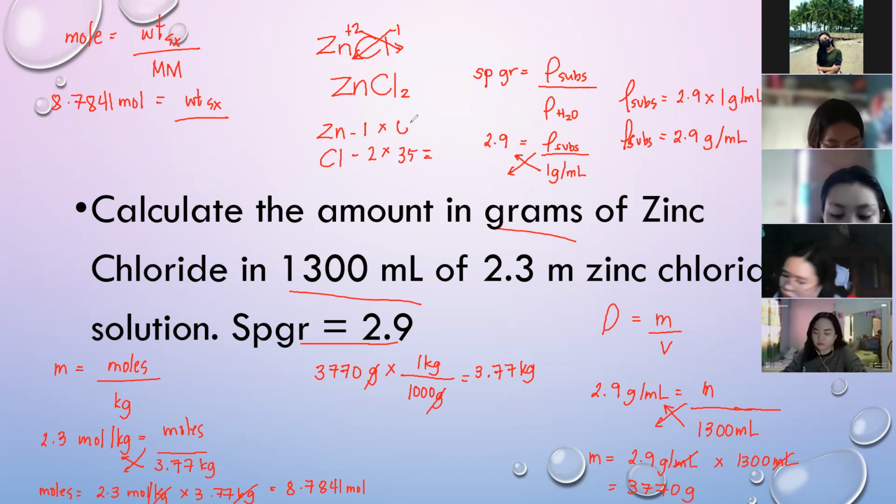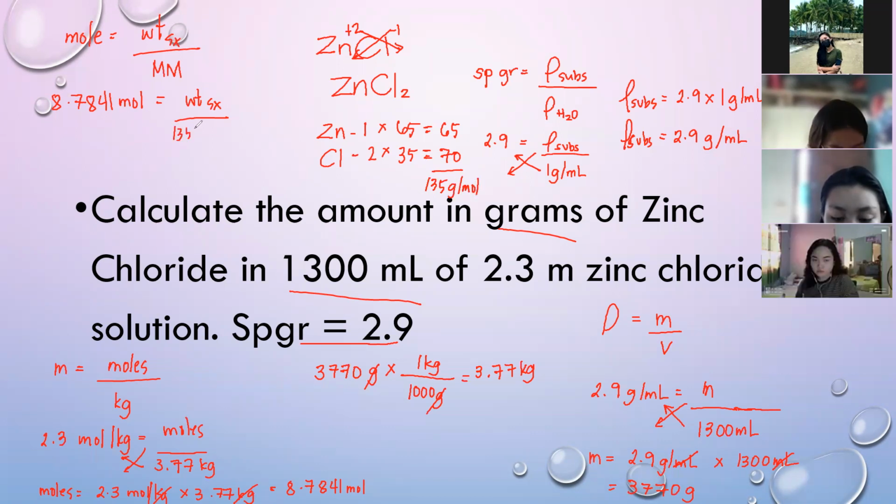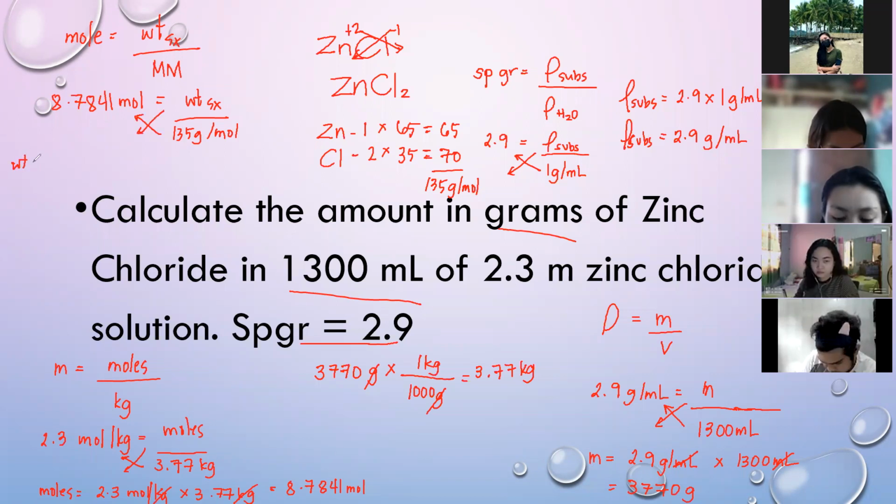65. Okay, so this is 65. Chlorine is 35. So 35 times 2 is 70. Let's add this. 70 plus 65 is 135 grams per mole. So yan yung gagamitin natin here. 135 grams per mole. And then the same thing, let's do cross multiplication.